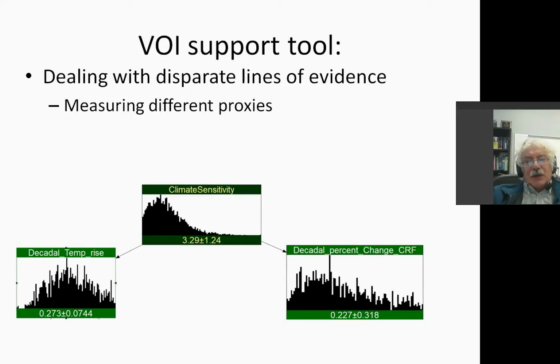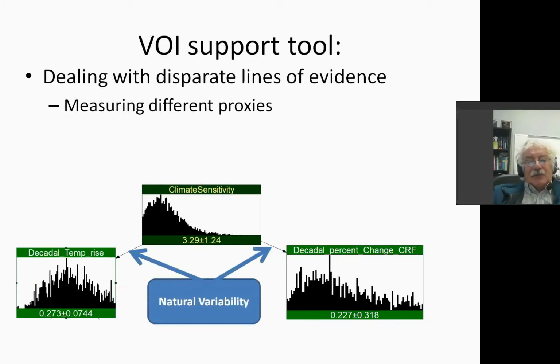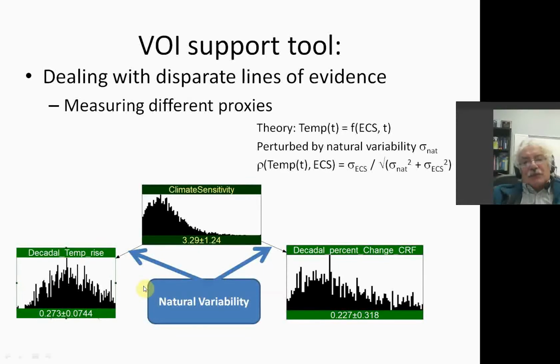Now, we can't measure this variable directly, but we can measure two other things. First, over here, decadal temperature rise. According to the theoretical models underpinning this whole social cost of carbon memo, there is a theoretical relationship between equilibrium climate sensitivity and decadal temperature rise, and also a theoretical relationship between climate sensitivity and decadal percentage change in CRF. However, these relationships are perturbed by natural variability. So the situation is as follows.